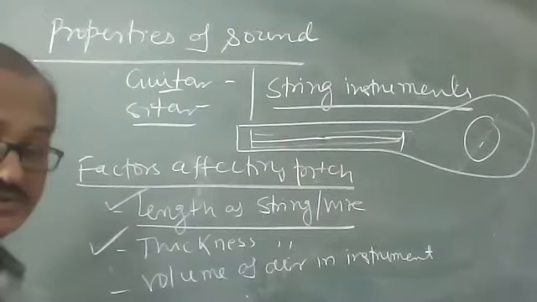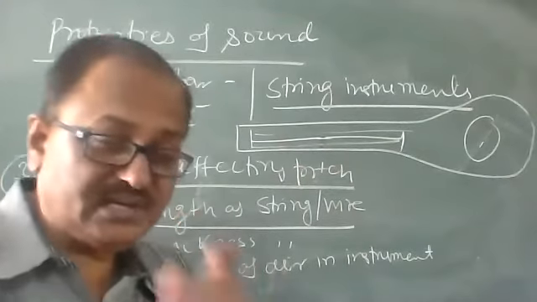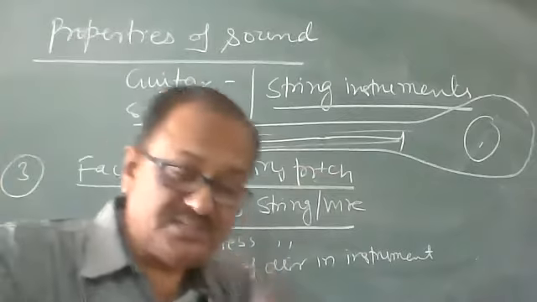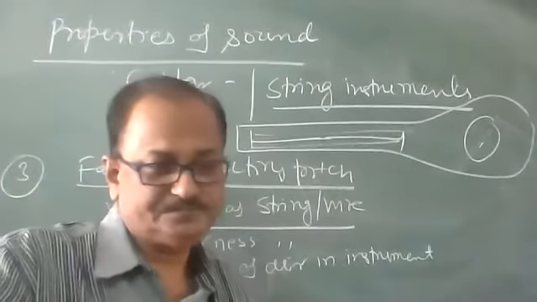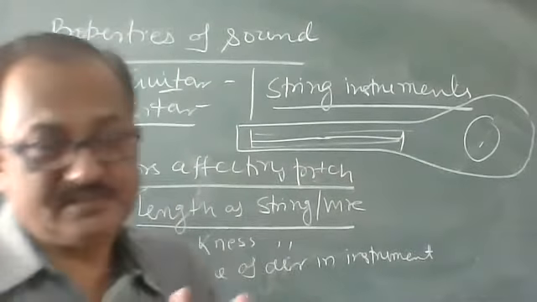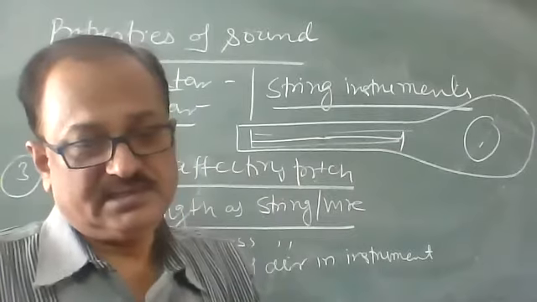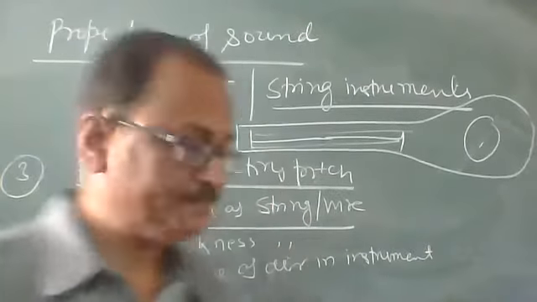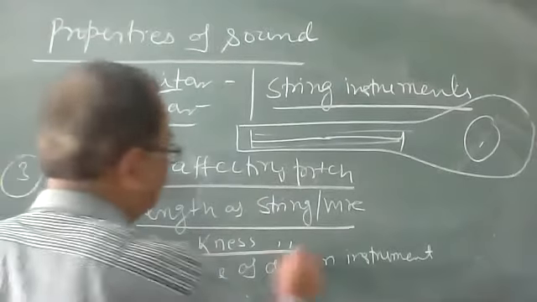Second is thickness. Thickness means the quantity of matter in the wire. So thin wire produces pleasant sound. Thin wire produces sweet sound. It has less energy. Thick wire produces heavy sound. So this is one aspect.